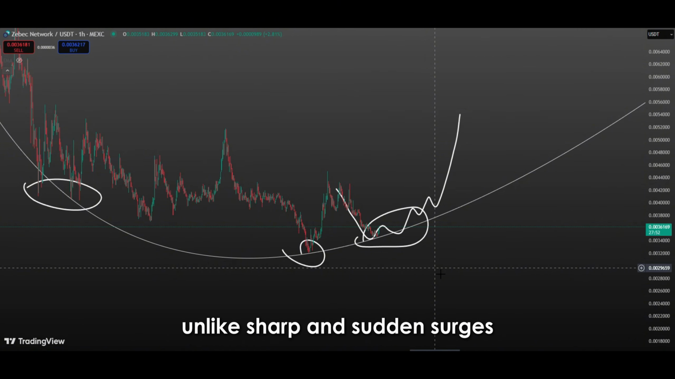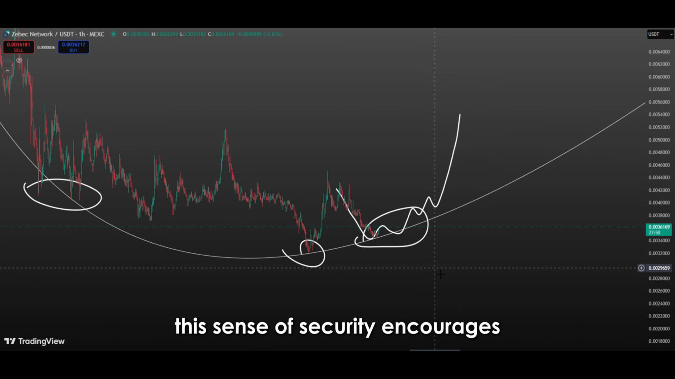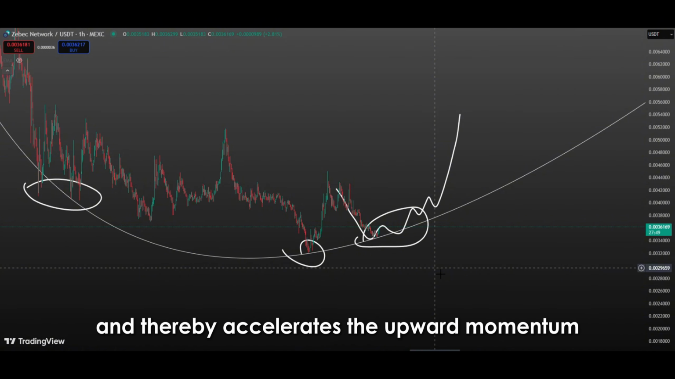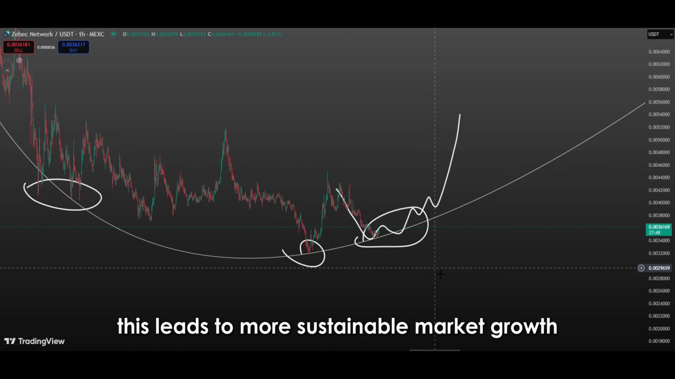Unlike sharp and sudden surges, such steady, curve-following rises provide investors with confidence. This sense of security encourages more buyers to enter the market, increases volume, and thereby accelerates the upward momentum. This leads to more sustainable market growth.